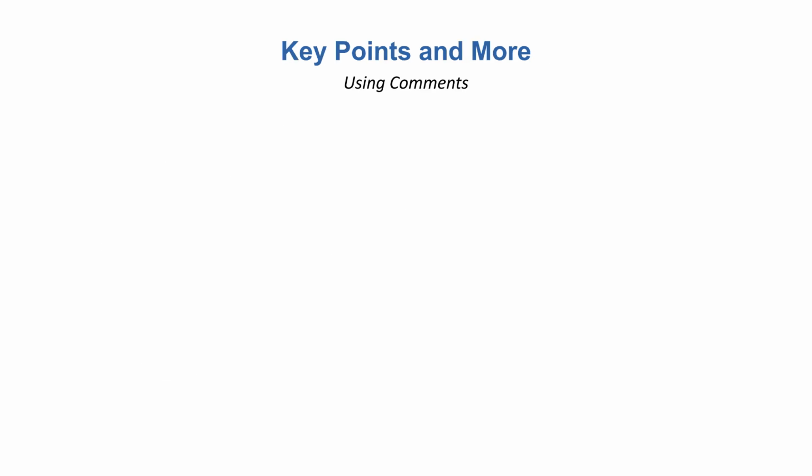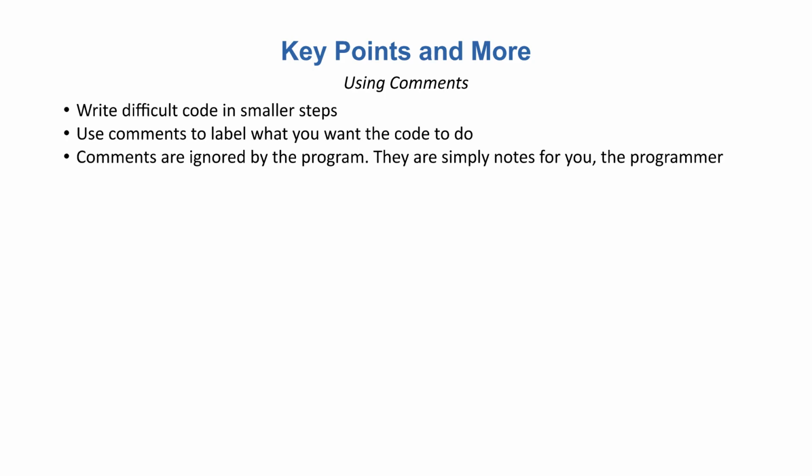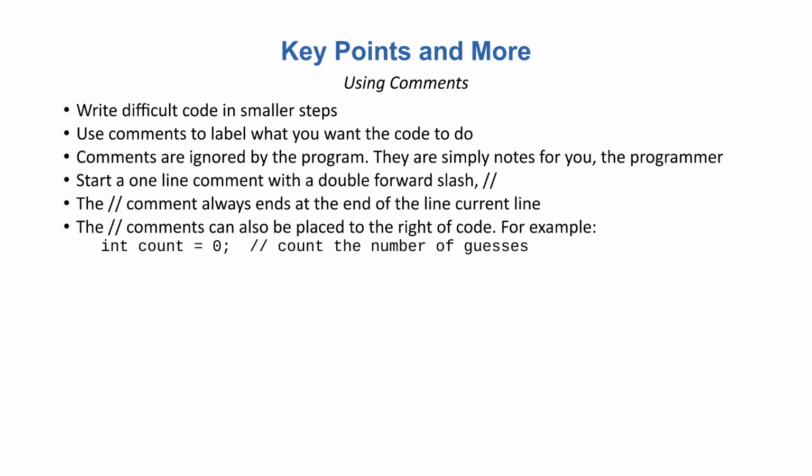Key points and more. Using comments. Difficult code is easier to write if you break it down into smaller steps. Use comments to label what you want the code to do. It doesn't matter what you type in the comment statements. Comments are ignored when the program runs. They're only there as notes to you, the programmer. To enter a one-line comment, put a double slash at the beginning of the comment text. The double slash comment always ends at the end of the line in which it started. The double slash comments can also be placed to the right of your code. For example, int count equals 0 could have the comment count the number of guesses.